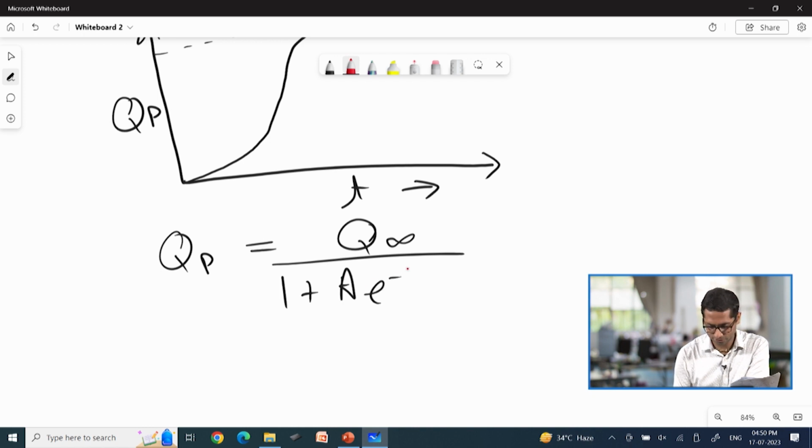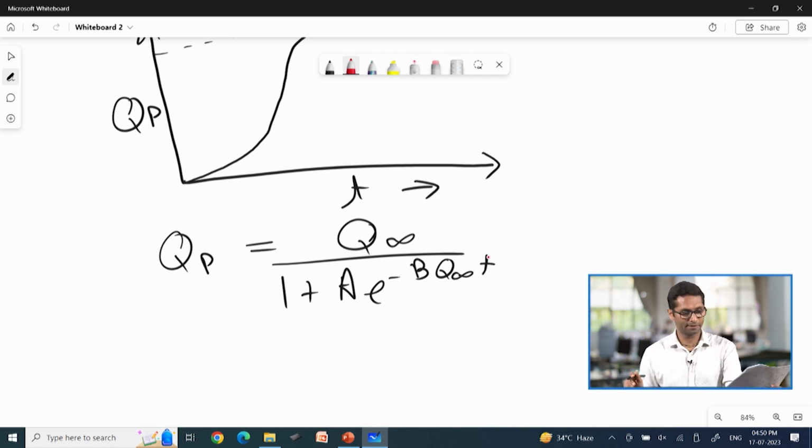And finally, the relationship, let me put it down: QP is equal to Q infinity divided by 1 plus A e raised to power minus B Q infinity T. As I told, Q infinity would basically come from the different reports of a particular country. If you want to look towards the reserves of coal, you can use the Government of India websites, and you will get the updated numbers for that.